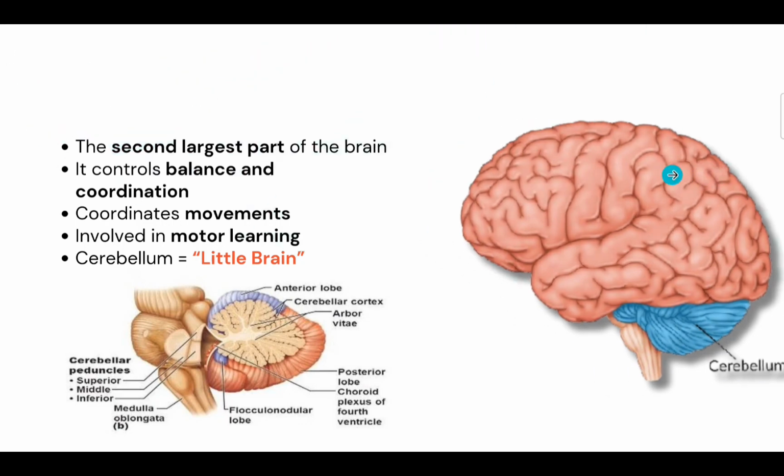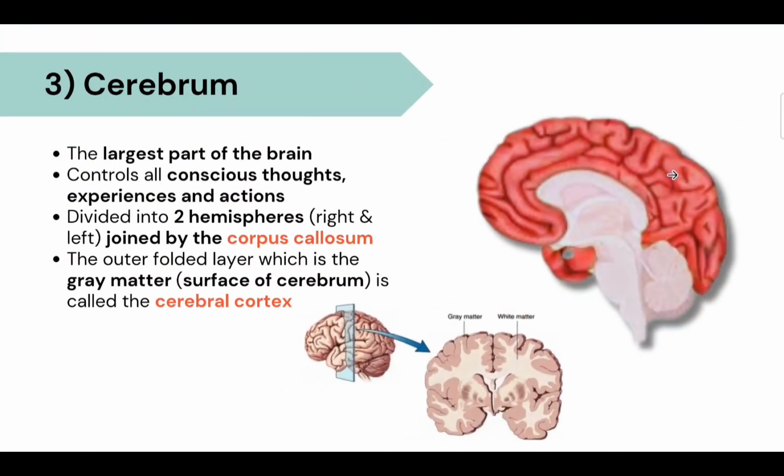Alright? So moving on to the third major part, which is the cerebrum. The cerebrum is the largest part of the brain, as you can see right here. It controls all conscious thoughts, experiences, and actions, and it can be divided into two hemispheres, right and left, joined by the corpus callosum. We will cover the corpus callosum later on, but for now, we will see the outer folded layer first, which is the brain matter.